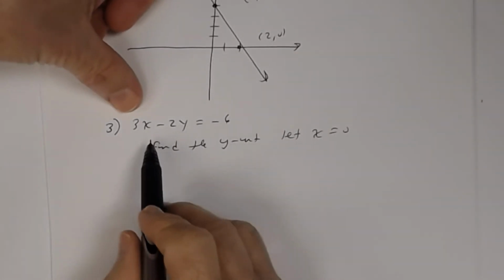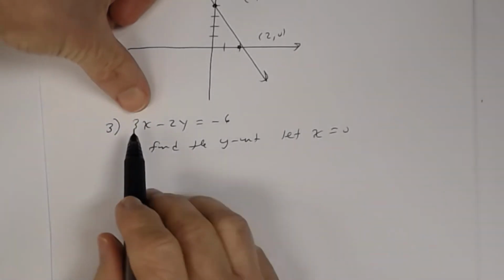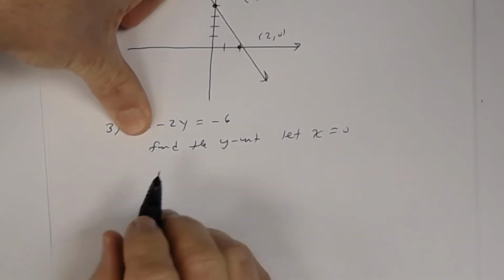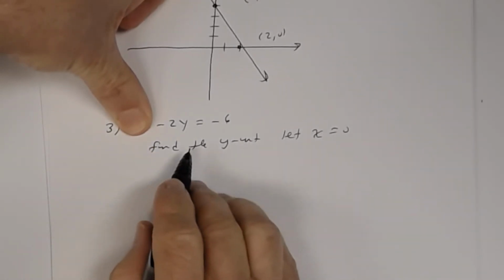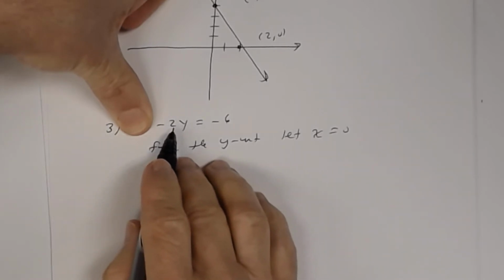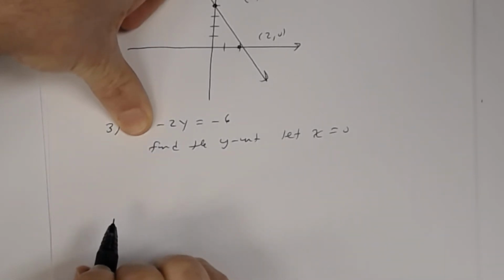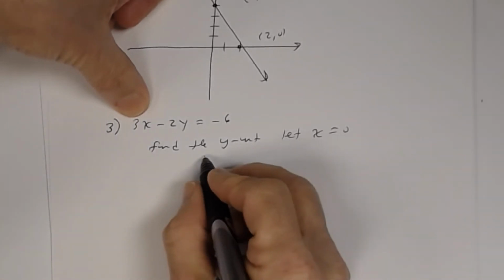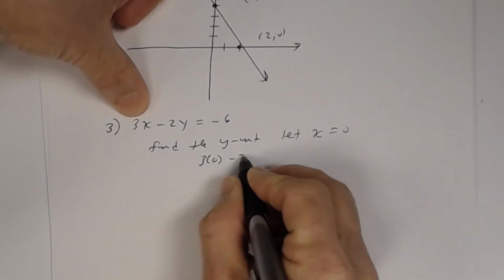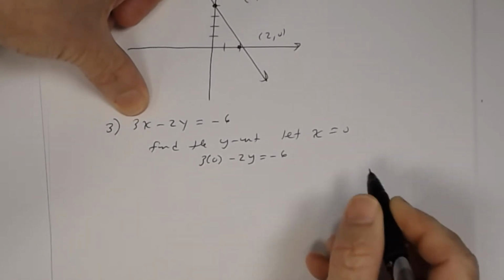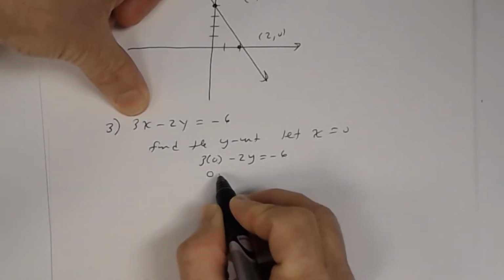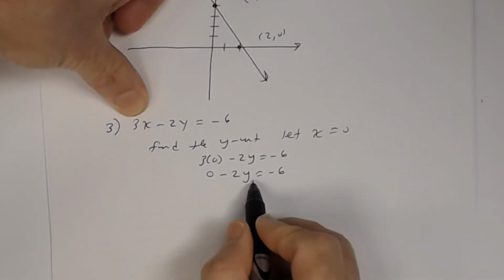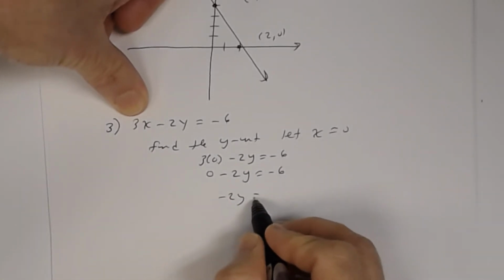So if x is 0, now I want you to notice something. If x is 0, 3 times 0 is 0, right? So you can cover this part up, and that's 0 right here. And so really your equation left is negative 2y equals negative 6. But some students prefer to actually substitute 0. So let's say 3 times 0 minus 2y equal negative 6. 3 times 0 is 0, so we get 0 minus 2y equal negative 6. But remember, 0 minus 2y is negative 2y, and that's equal to negative 6.